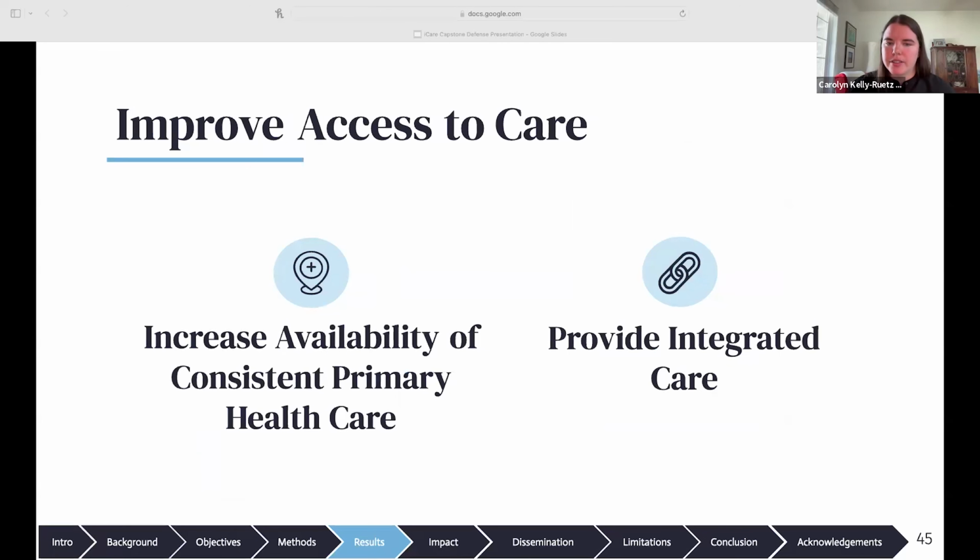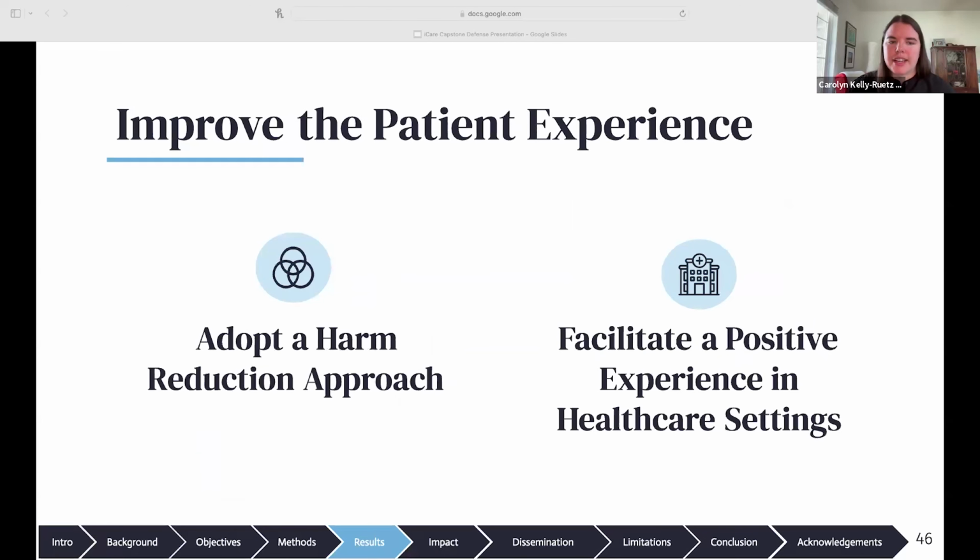The second recommendation was centered around improving the patient experience by adopting a harm reduction approach and facilitating a positive experience in healthcare settings, such as improving comfort in waiting rooms and pairing patients to a provider based on personal connection rather than strictly availability.